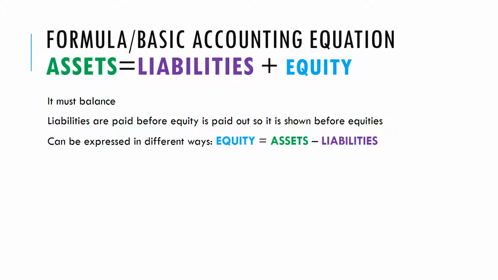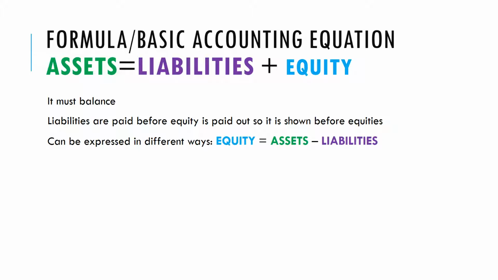So the thing about that basic formula is that it absolutely has to balance. I will say that again. Your balance sheet, hence the title, must balance. You cannot have more assets than you do liabilities plus equity. But it's also critical to understand that this formula can be moved around. So it can be expressed where equity equals your assets minus your liabilities.